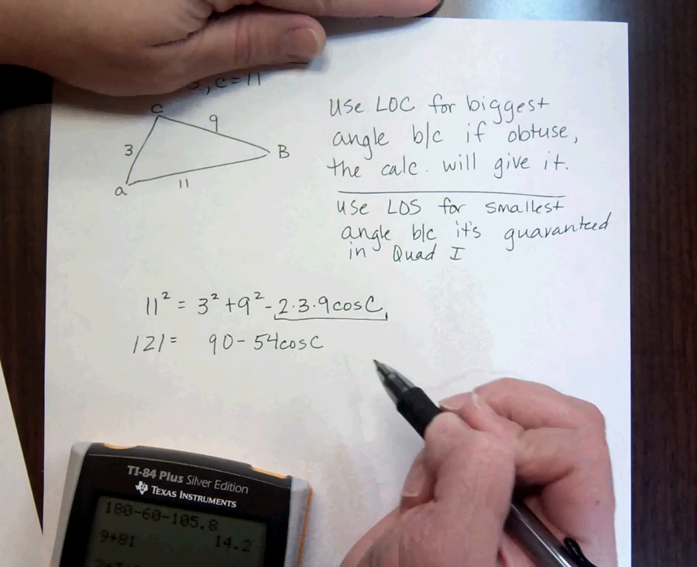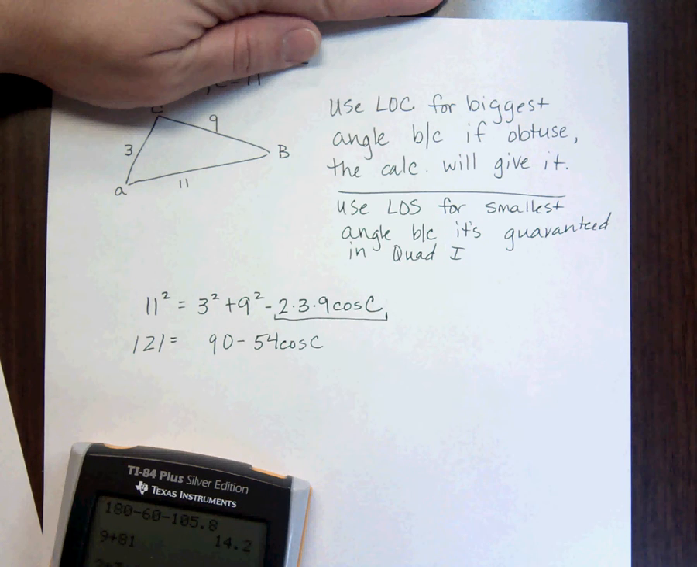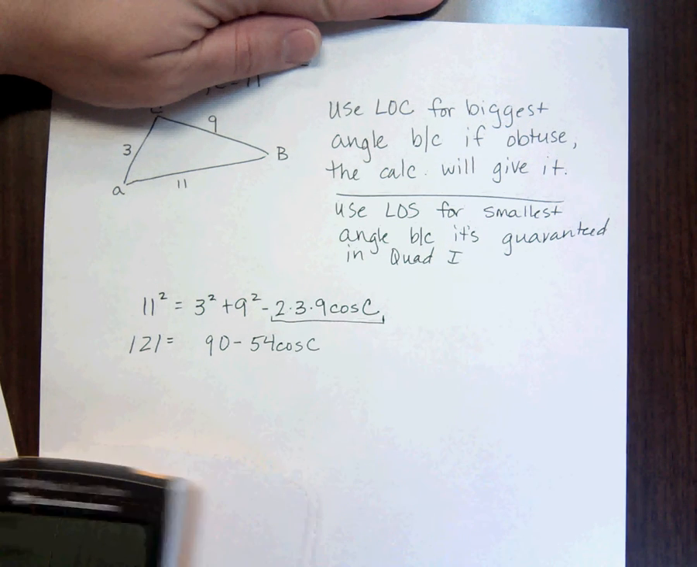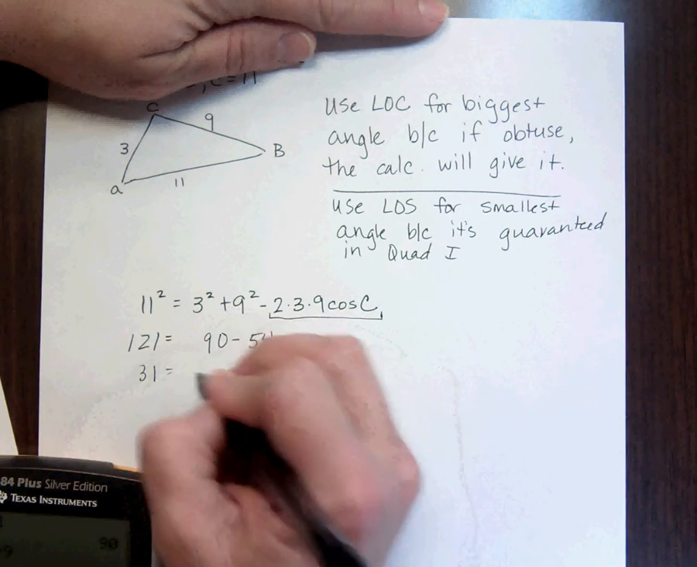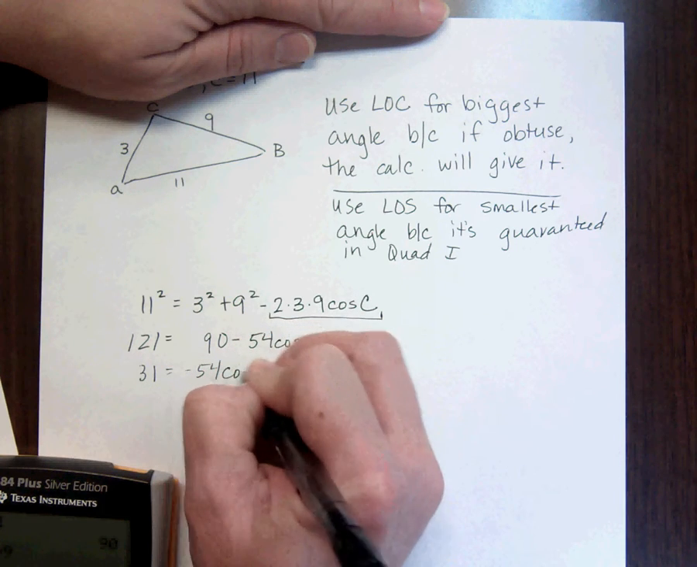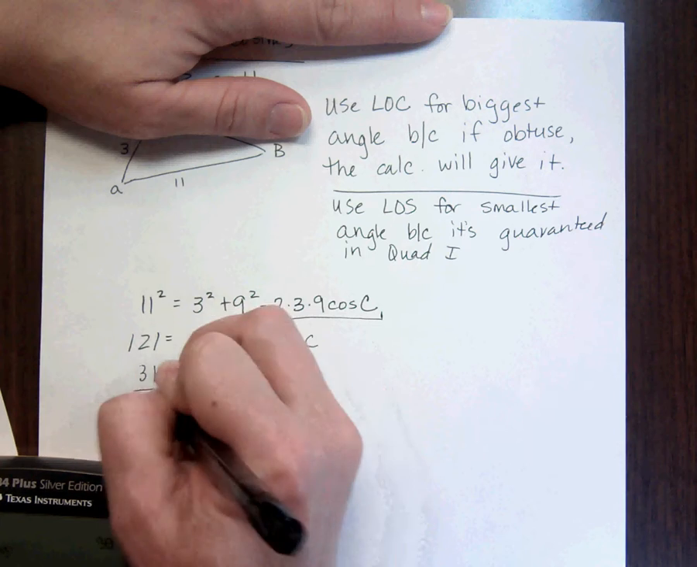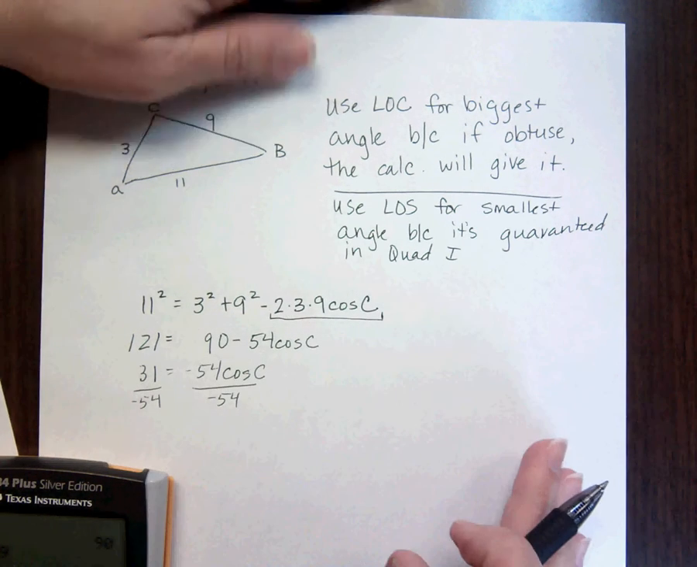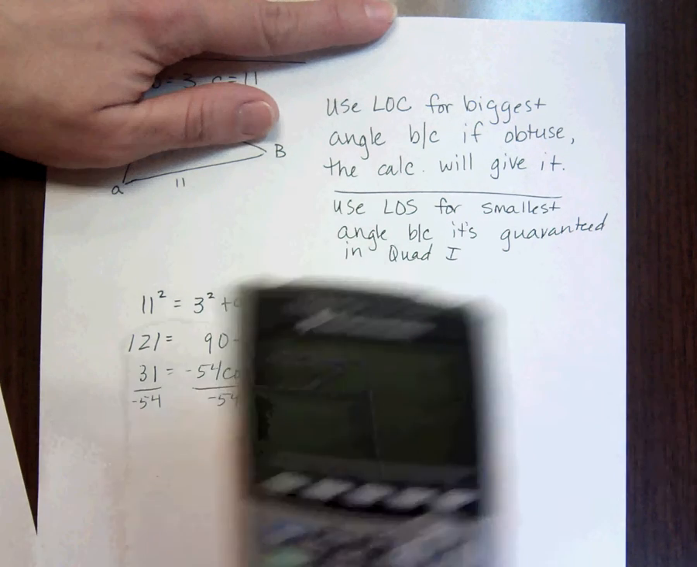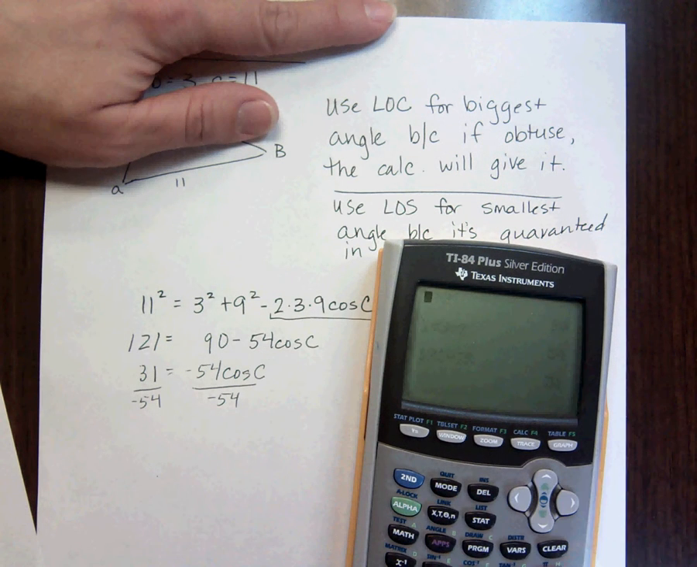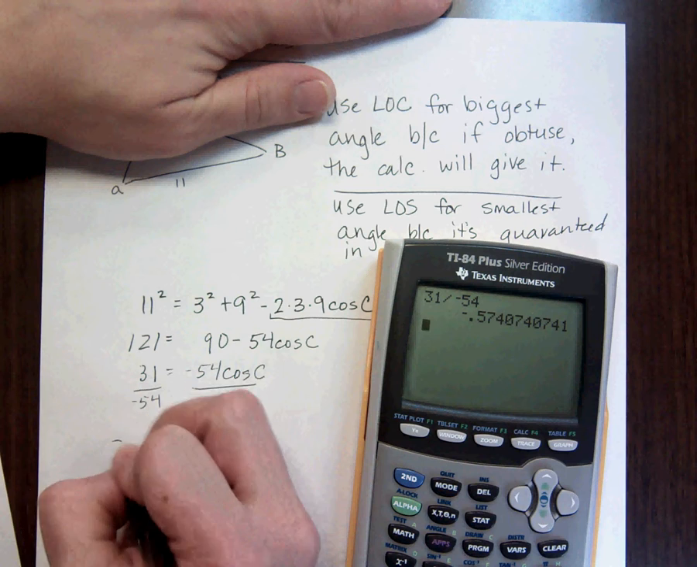So now I'm just trying to get C by itself. If you take your 121 and subtract off your 90, your 31 equals negative 54 cosine of C. Then I can divide off my negative 54 because it's multiplied to cosine. I'm going to move this up here so you can see. So then I have 31 divided by negative 54, and you get that decimal.